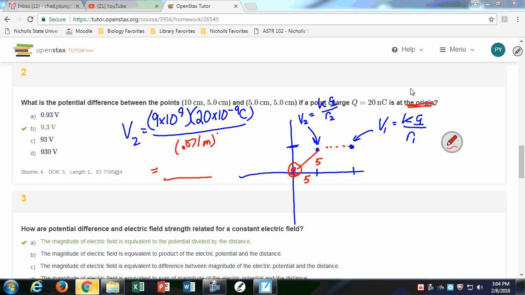I'm not sure what it is. Does anybody know right off? Do y'all know what it is? You don't have to calculate it, but you calculate that value for V2, and then you do the same.